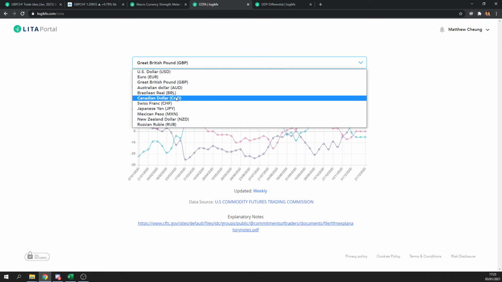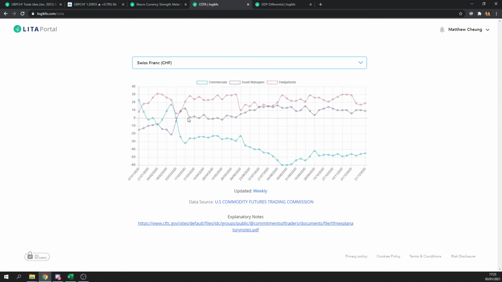But for the Swiss franc, on the other hand, we can see that they're longing the Swiss franc over the whole year and even since the most recent date in 2021. Now, how do I know this? Because the open interest, basically the pink line here, the net open interest is saying that overall, because it's positive, the hedge funds are longing the Swiss franc.